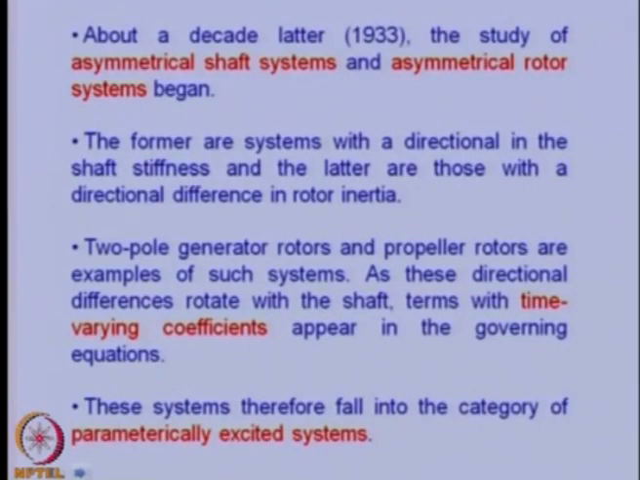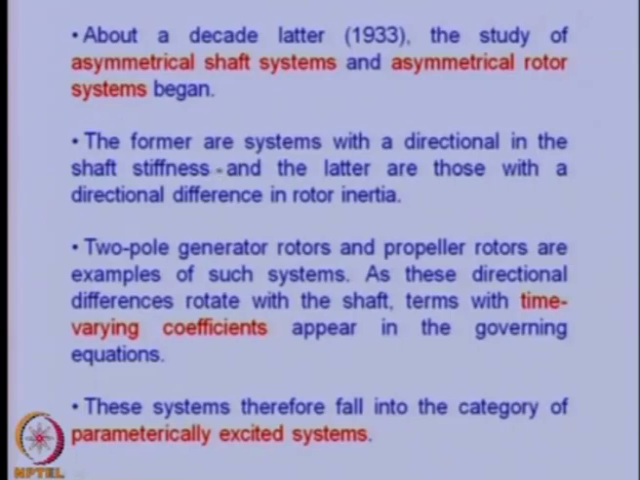Okay. So, about a decade after Jeffcott's analysis, in 1933, the study of asymmetrical shaft systems and asymmetrical rotor systems began. We will see what the differences between these two rotor systems are. The former are systems with a directional difference in the shaft stiffness. The asymmetrical shaft system is one in which there is a directional difference in the shaft stiffness.